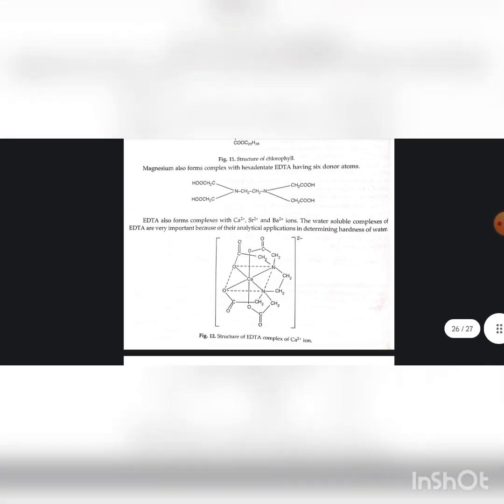Almost all life depends ultimately on chlorophyll and photosynthesis. In chlorophyll, magnesium is the center of a flat heterocyclic organic ring system called porphyrin, in which four nitrogens are bonded to the magnesium. Magnesium also forms a complex with hexadentate EDTA having 6 donor atoms. EDTA also forms complexes with Ca2+, Sr2+ and Ba2+ ions. The water soluble complexes of EDTA are very important because of their analytical applications in determining hardness of water.